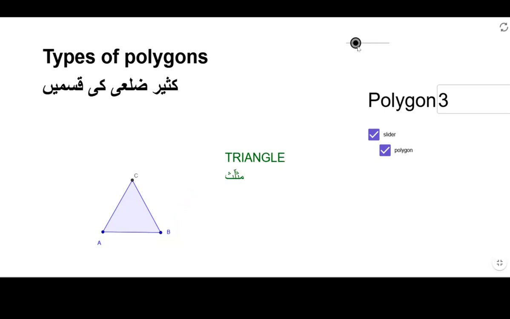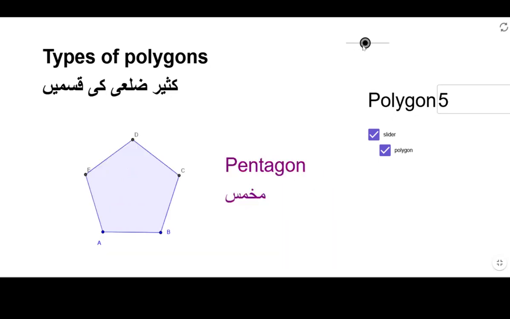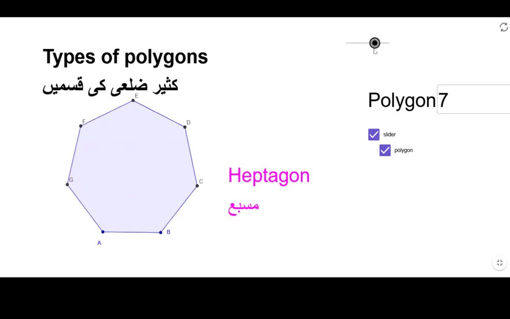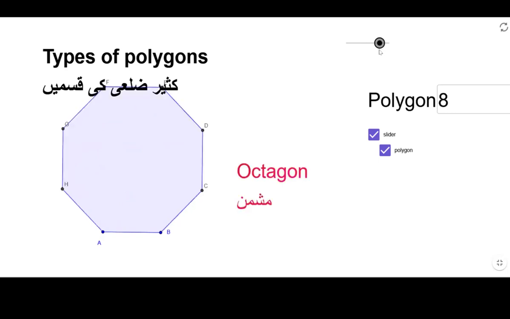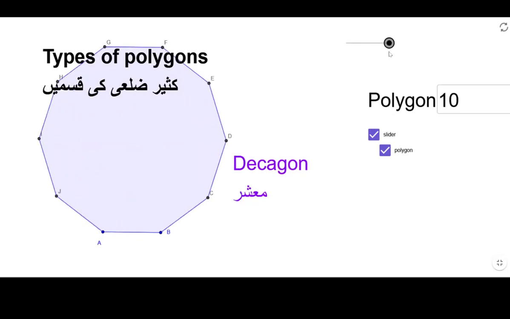And if you have 4 sides, we're gonna call it quadrilateral. And if you have 5, we're gonna call it pentagon. And this is gonna be the hexagon. And the 7-sided diagram is gonna be called heptagon, and then octagon, nonagon, and decagon. Okay?